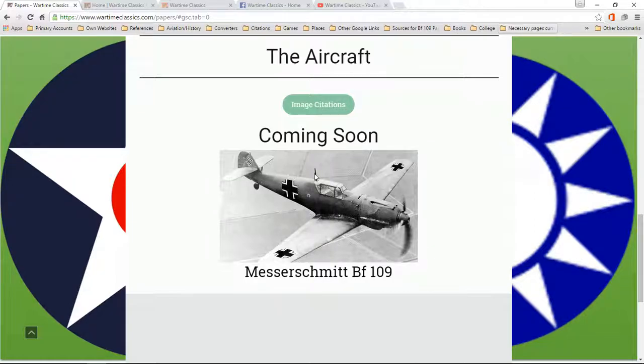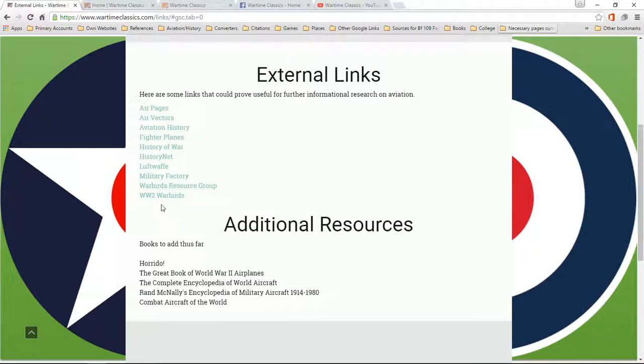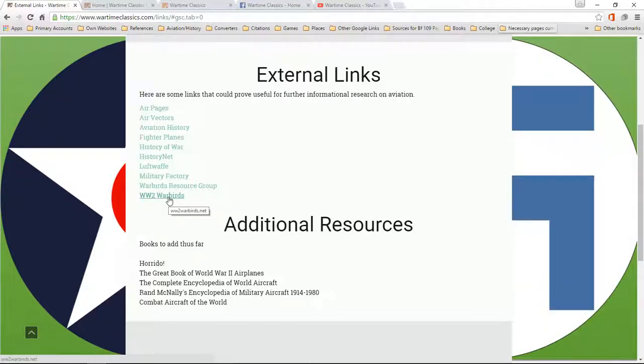Then the last thing that we have is the external links section. This one is just a list of different websites that I've used myself. Most of these are updated quite frequently. The only one I'm concerned about is www.warbirds.net. This one was last updated in 2002, I believe, 2003 maybe, but I think it's still relatively accurate.